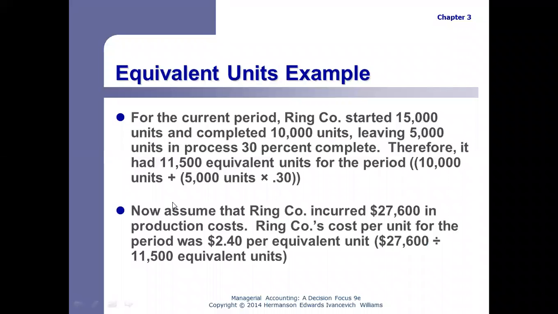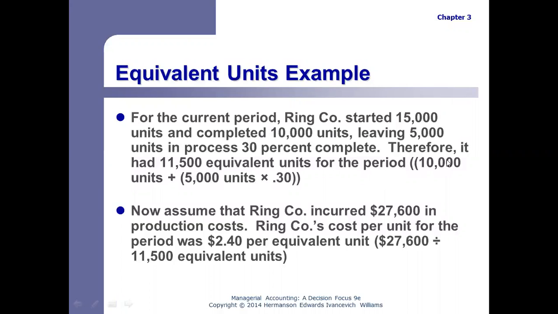Okay, so here's an example. Let's say this company started 15,000 units during the period, and they completed 10,000 of them, which means there's 5,000 not yet finished. Those 5,000 that aren't finished are 30% complete. So the equivalent is 10,000 that are completed, so that's 100% done, so 10,000 times 100%, plus 5,000 that are 30% done. So 5,000 times 30% is the equivalent full units.